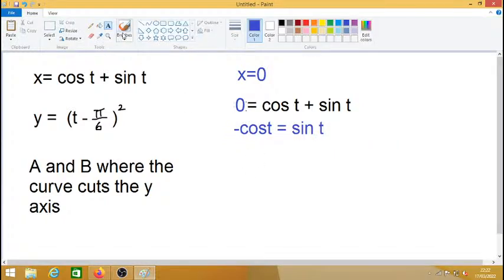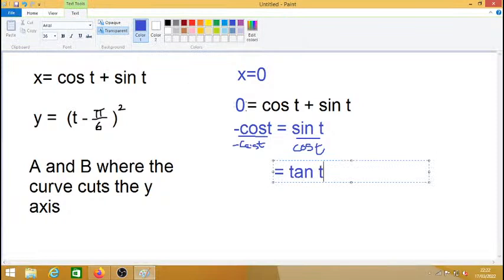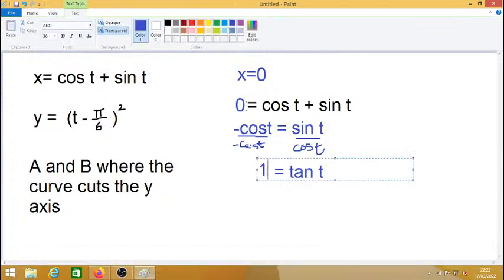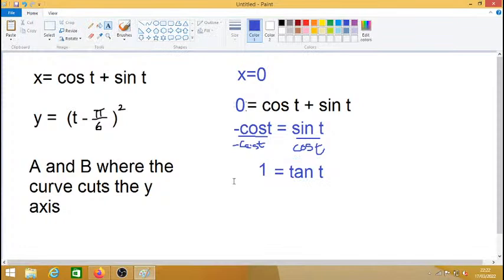And then if we divide both sides by cos t, so if I divide both sides by minus cos t, then we can take advantage of sine divided by cos being tan. So that would work out to be tan t on the right, and on the left, minus cos t divided by itself would just be 1. So we have tan t equals 1. Let me just make sure that I've not got the minus sign wrong there. I think I have. I think it should have been the other way.